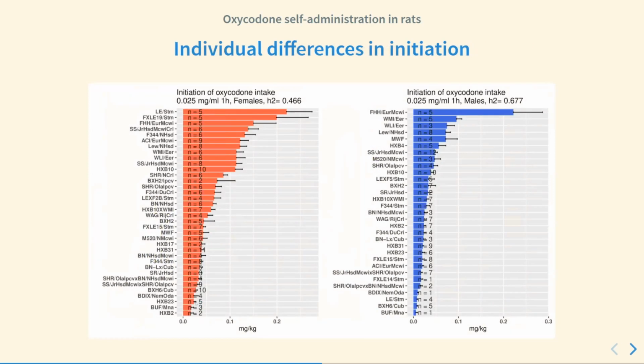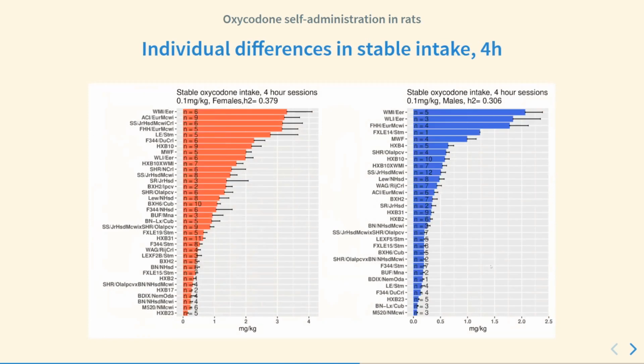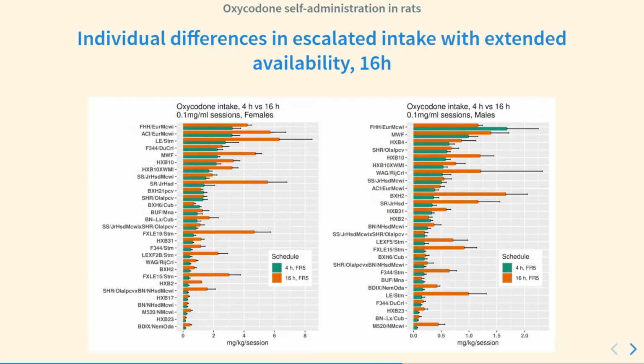What about strain difference? We have a ton of strain difference in almost every aspect of the behavior we look at. Initial oxycodone intake, there's a very wide strain difference. Heritability is about 0.46. And in males, still very strong strain differences. And the rest of the slides are basically showing the same kind of pattern across all these different parameters. So stable intake at 4 hours, strong strain difference.